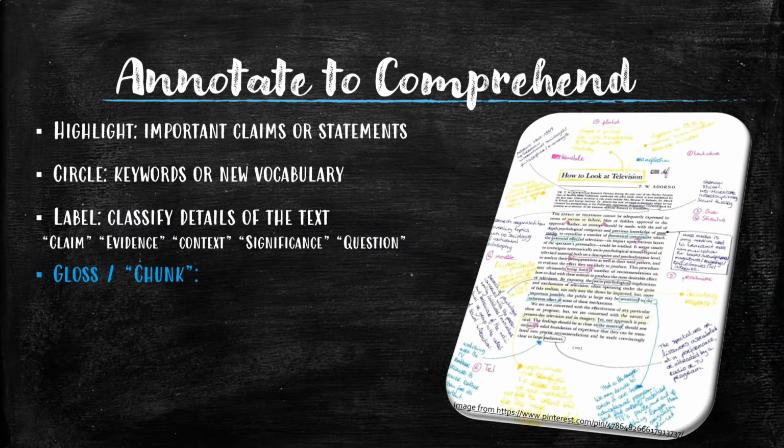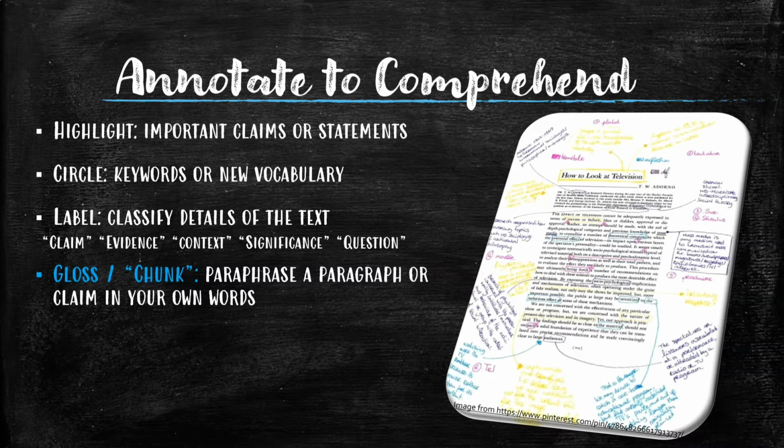Next, a very effective way to annotate for comprehension is to gloss, or as we say, chunk. This is where we paraphrase a paragraph or a claim in our own words. So we might read a paragraph, maybe 2 paragraphs, and we'll pause and say, do I understand this in my own words? And then summarize or paraphrase what you think the author has just said. That way, when you review, you don't have to read every word of the source again. You can just see your short paraphrase and you'll know what has been going on in the source.